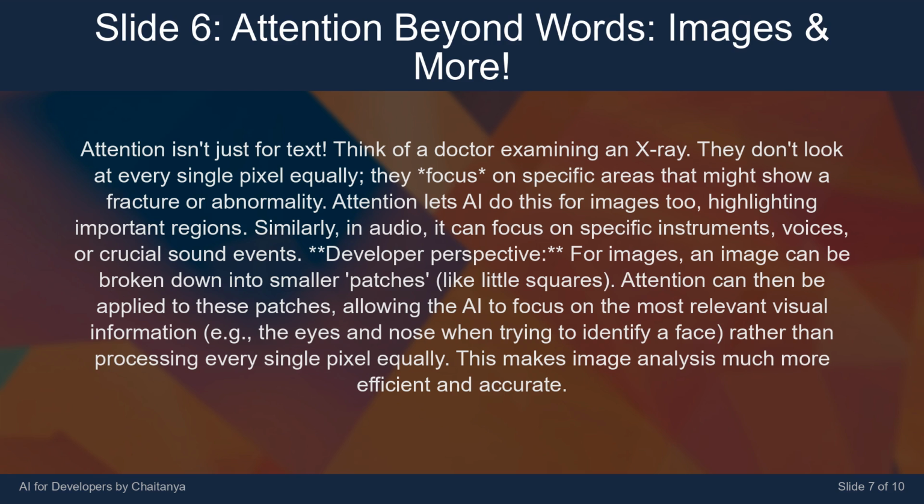Developer perspective. For images, an image can be broken down into smaller patches, like little squares. Attention can then be applied to these patches, allowing the AI to focus on the most relevant visual information, e.g., the eyes and nose when trying to identify a face, rather than processing every single pixel equally. This makes image analysis much more efficient and accurate.